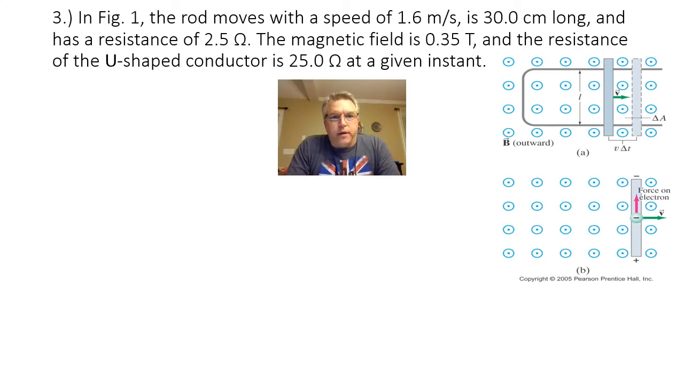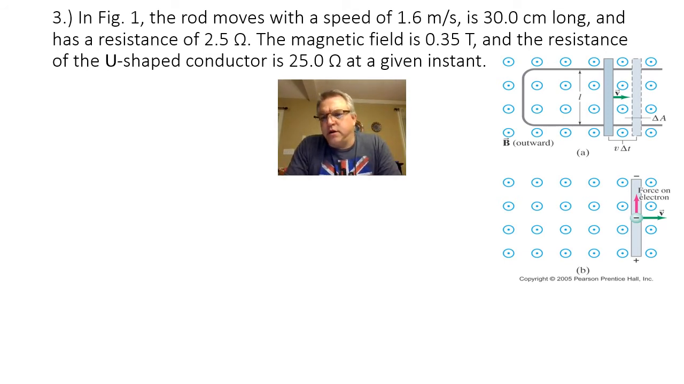Problem number 3. In the figure, the rod moves with a speed of 1.6 meters per second, is 30.0 centimeters long, and has a resistance of 2.5 ohms. The magnetic field is 0.35 Tesla, and the resistance of the U-shaped conductor is 25.0 ohms at a given instant. There's a number of parts to this problem, and there is a lot to unpack here.